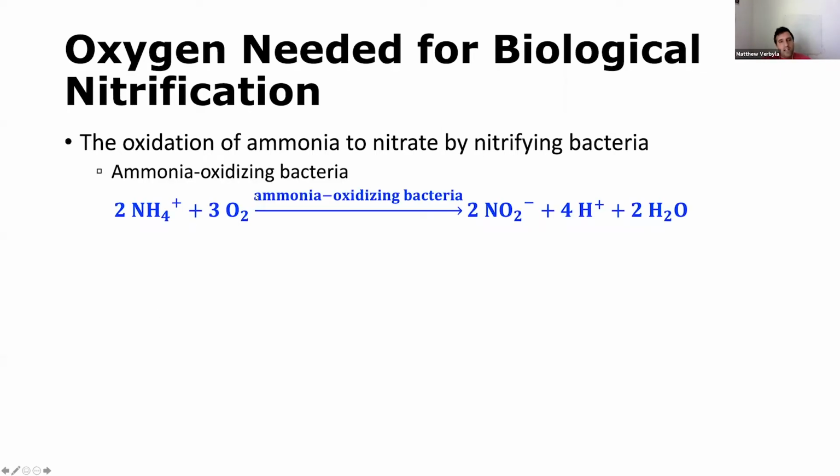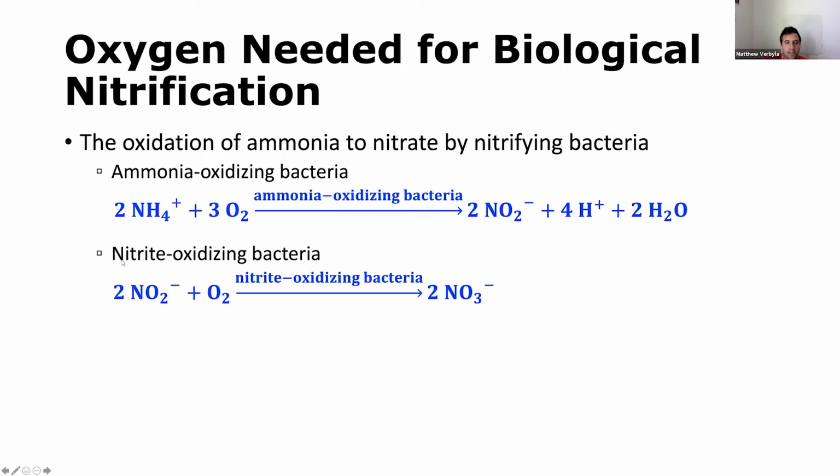So ammonia oxidizing or nitrifying bacteria, what they're doing is they're taking 2 moles of NH4+, as well as 3 moles of O2, and they're producing nitrite plus some protons, which is going to affect the pH of the solution, and 2 moles of water.